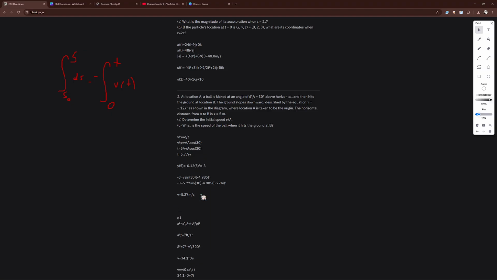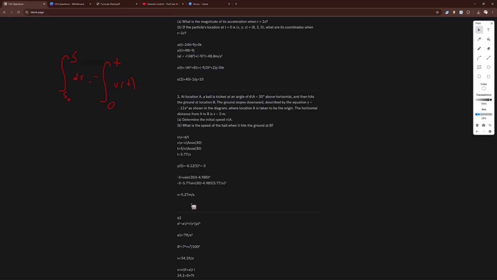Okay, on to B. What is the speed of the ball when it hits the ground at B? Now, remember, this is not asking for velocity. This is asking for speed. So don't make that mistake. You want the magnitude. So we need to get Vx, and we need to get Vy, right? So that's pretty easy. We already have an equation for Vx right here.